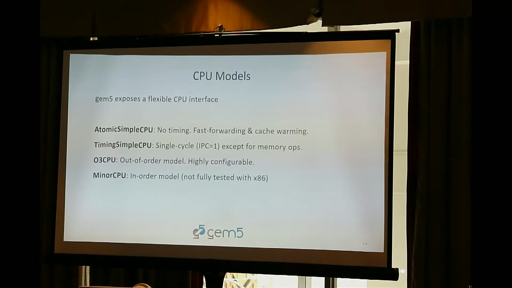So gem5 has a number of CPU models. As I said, we have a flexible CPU interface. So we have the atomic model, which is just a functional only model, but it can be used to warm up caches. We have a timing simple CPU, which is a simple single cycle CPU, except for memory operations. So everything takes a single cycle to execute, unless you go to memory, and then it has to wait for memory to come back. And in fact, I don't think it can even have multiple outstanding requests to memory. Then there's the O3 CPU model, which is a full out-of-order model based on Alpha 21264. So take that as you will.